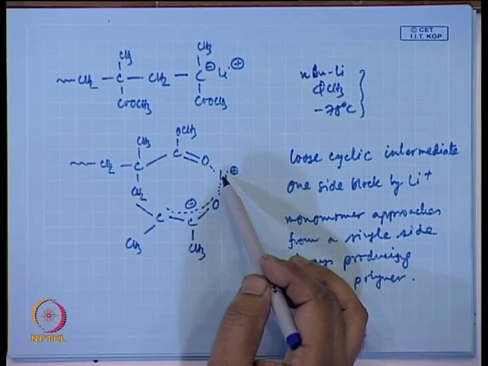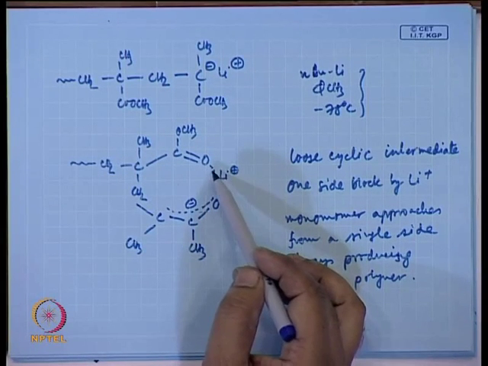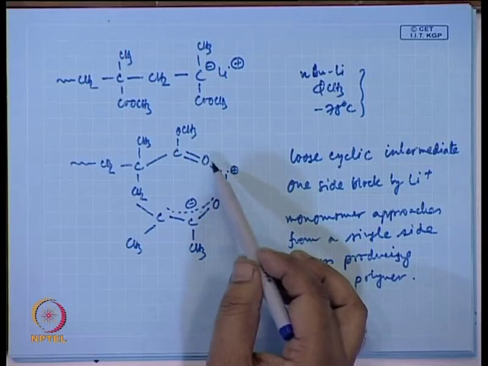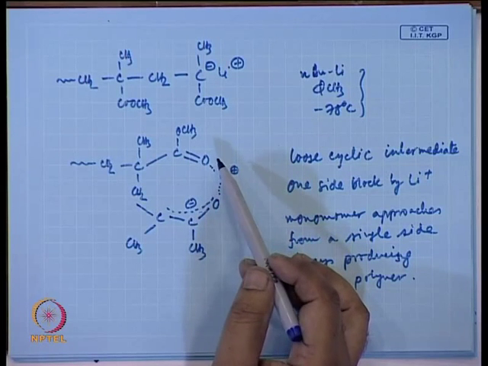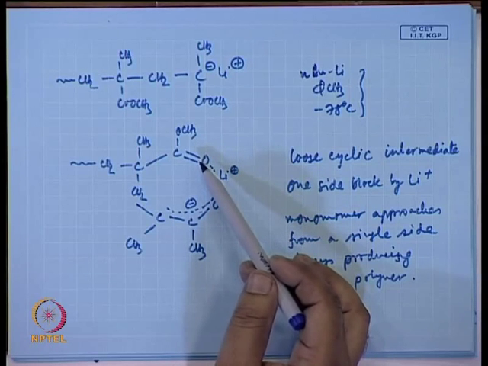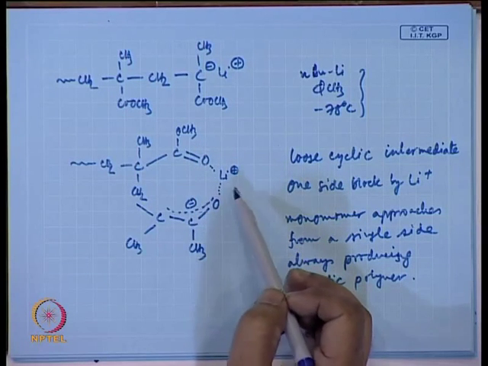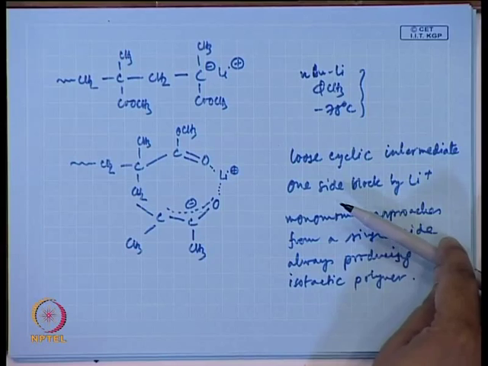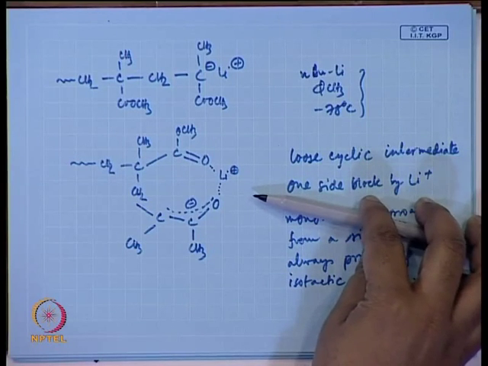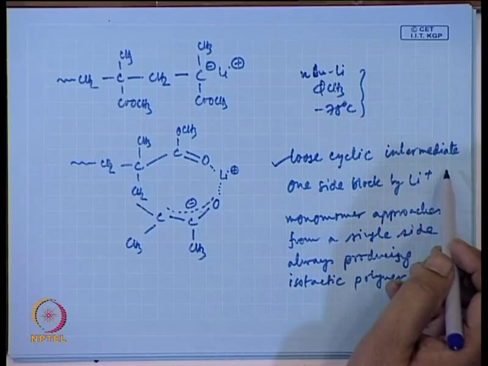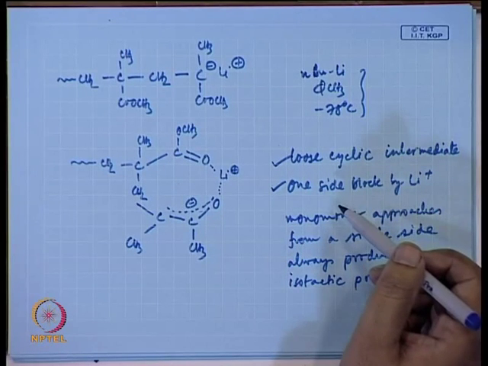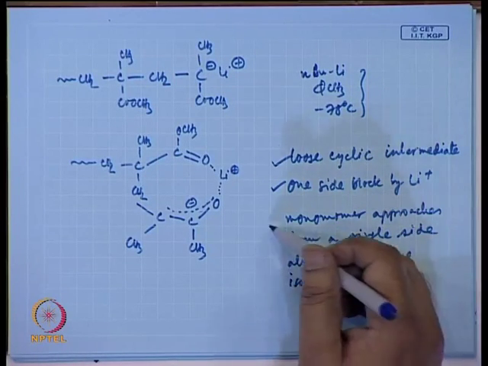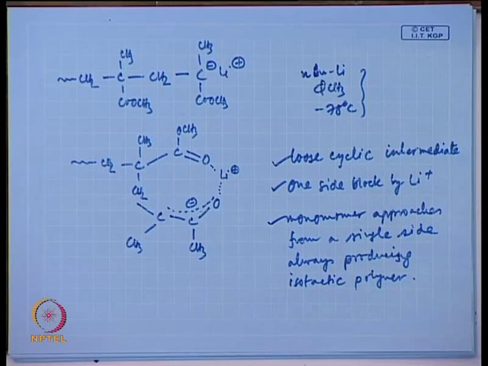So, this counter ion helps in strong coordination between the active chain end and the polar substituent of another monomer residue present in the chain. Now, if such a thing happens, then one of the sides is blocked. So, the incoming monomer can approach from only one single side. So, there is a loose cyclic intermediate formation and one side is blocked by lithium. So, the incoming monomer can approach only from a single side, always producing an isotactic polymer.